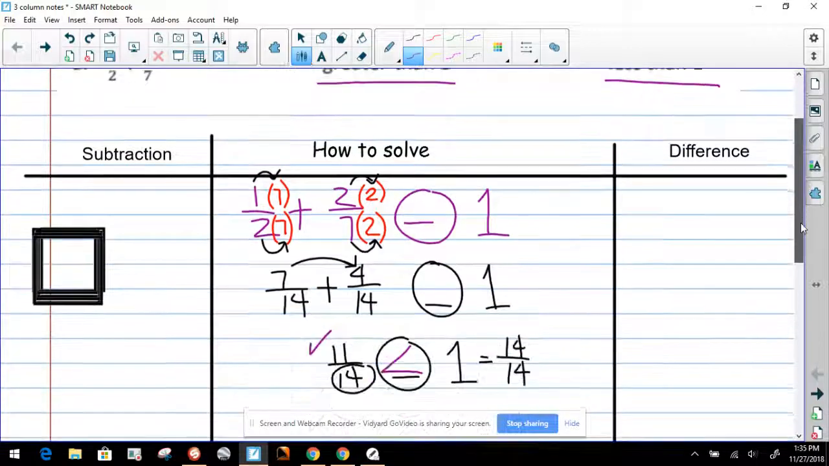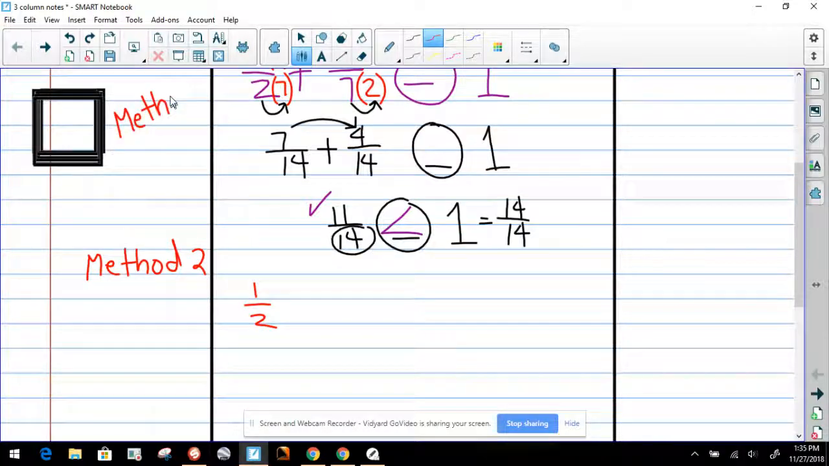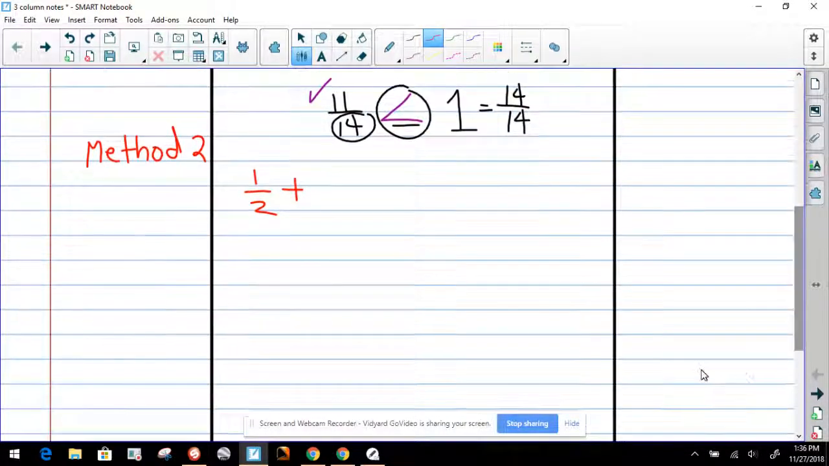Okay, let's look at another approach. Another way you can do this, if you are one of those students who can see this in your mind, so this is going to be method number 2. This is a second method, okay? And this was method 1. Now, let's say you have 1/2 plus 2/7. Is that going to be greater than 1 or less than 1? Well, let's figure it out.